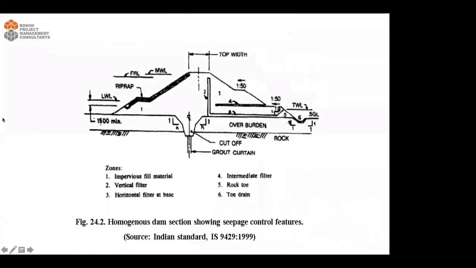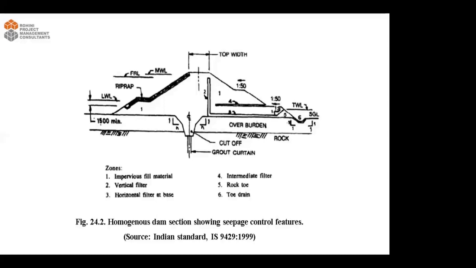Now, when we talk about failures, obviously we look at what can be done, or what the code is mentioning, how it can be done. Based on the height of the bund and all, there is a code which also specifies what the width should be, how it can be protected, or whether there are any other measures which can be done as such, right? So this is a dam section showing seepage control features.